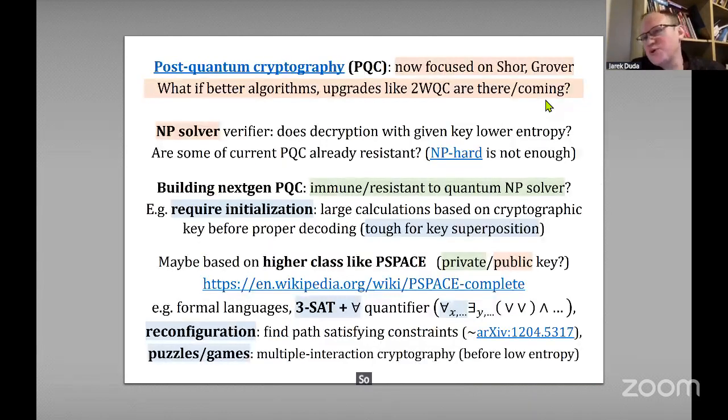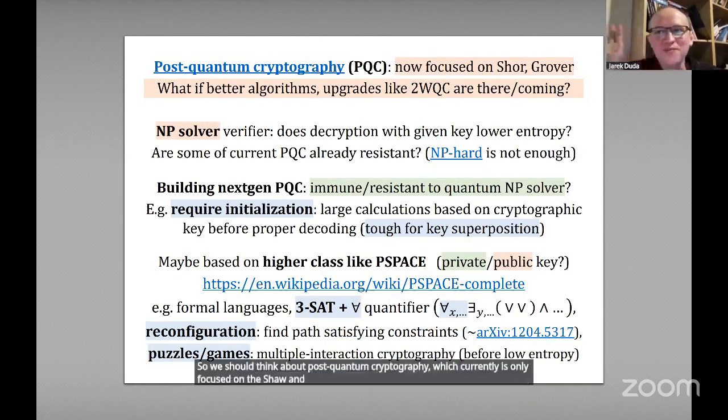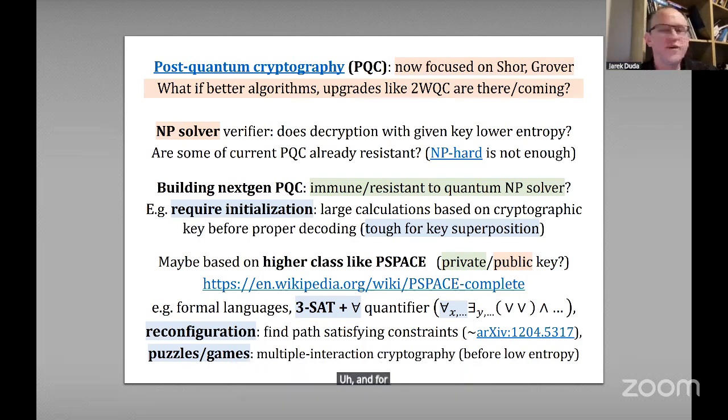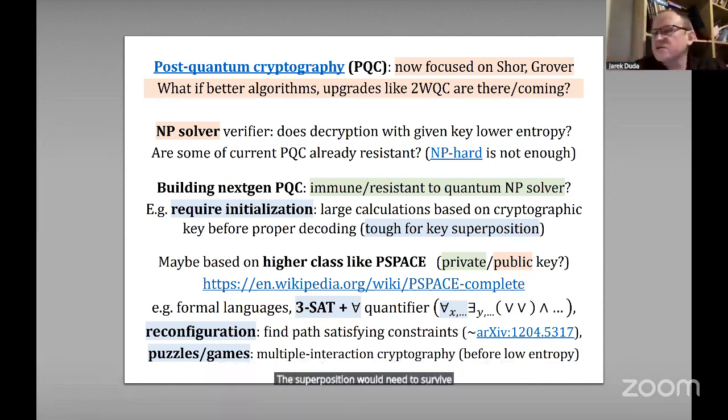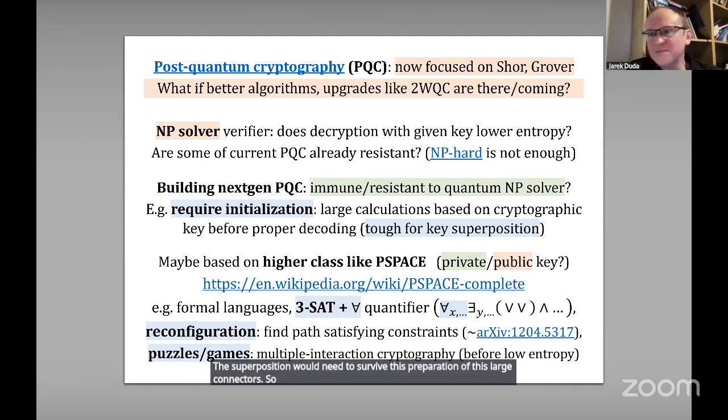So we should think about post-quantum cryptography, which currently is only focused on Shor and Grover, but it might not be the end. I think we should also try to build next-gen post-quantum cryptography, which is resistant at least to quantum NP solvers. There are various ways to do it. For example, enforce initialization: having a key, we cannot just use it to decode the message. We need to use it to prepare much larger decoding tables, which will be used to decode. This makes it resistant both to brute force and to quantum computers, because the superposition would need to survive this preparation of these large coding tables. So there are ways to do it, but nobody cares.